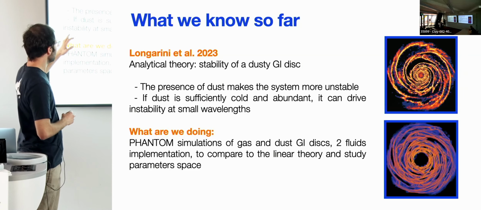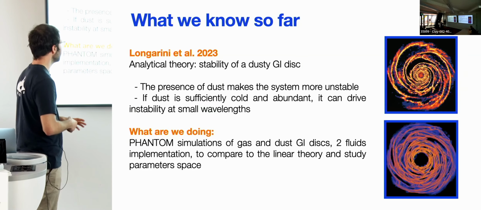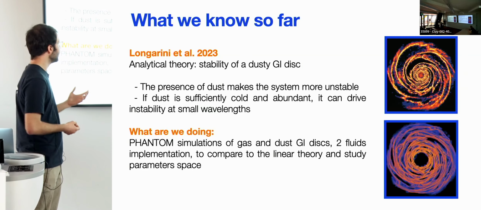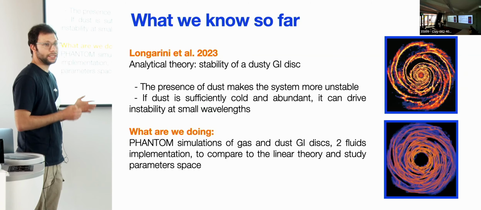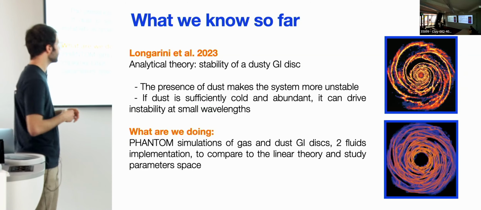Basically, what we have found is that the presence of dust is making the system more unstable. If dust is sufficiently cold and sufficiently abundant, it can drive a gravitational instability at small wavelengths, and it could explain the formation of gravitationally bound objects of about Earth masses.